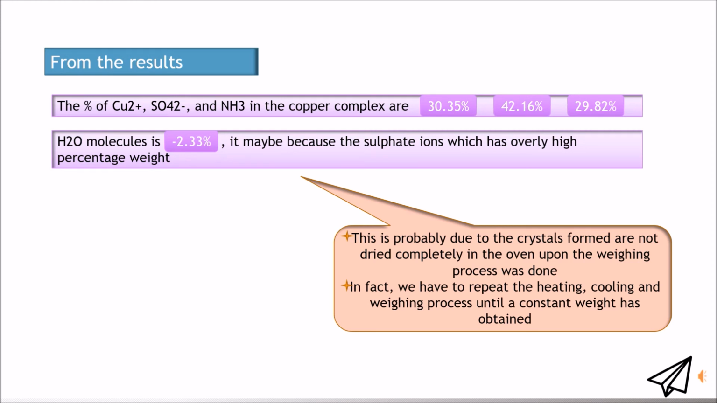negative 2.33% for H2O molecule. We deduce that this negative percentage occurs due to the SO4 2- ion, which has a very high percentage weight. This is probably because the crystal was not dried completely in the oven when the weighing was done. In fact, we know that we should repeat the heating, cooling and weighing process until a constant weight is obtained.